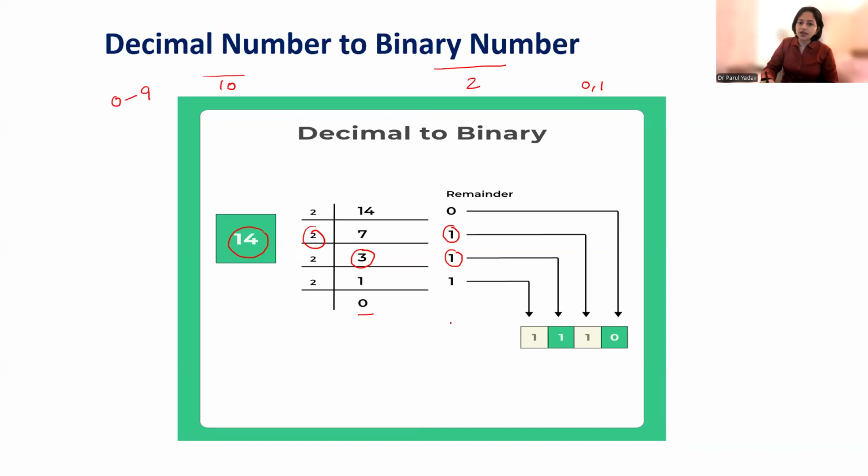Now to get the binary number, we will write this in reverse order, bottom to top. The number at the bottom will become your MSB, most significant bit. So you will write this one first, then this one, then this one, and then 0. So this will be 1, 1, 1, 0, and this is in binary notation. And 14, this number is decimal. So 14 on base 10 is equal to 1110 on base 2. This is the process to convert a decimal number into a binary number.